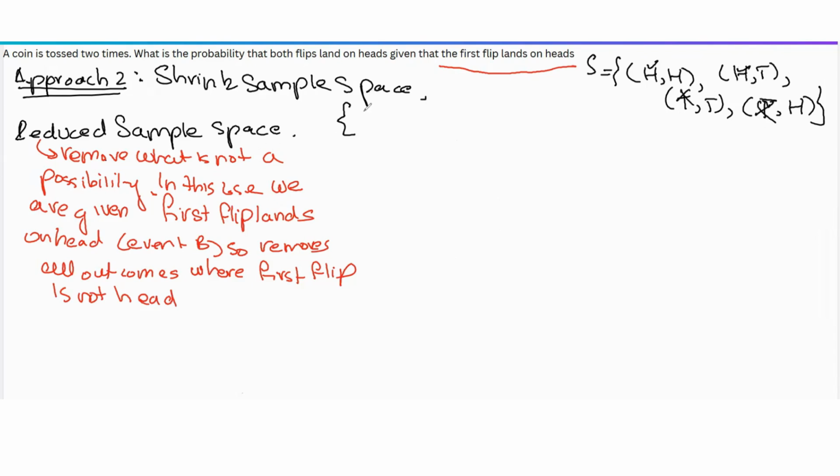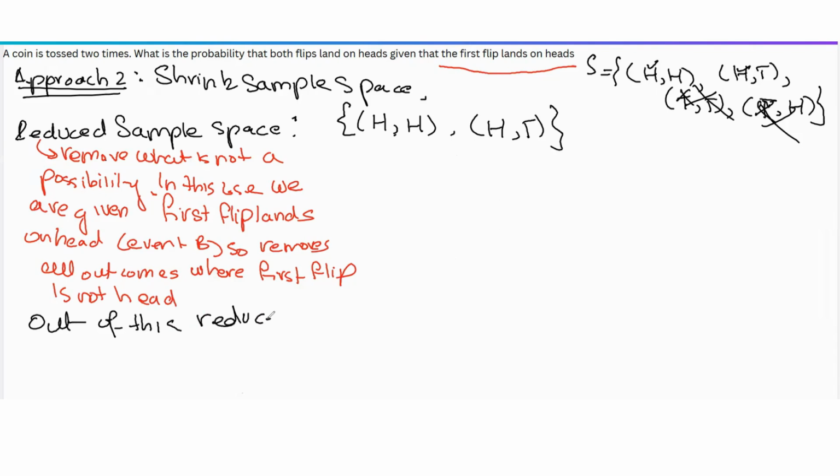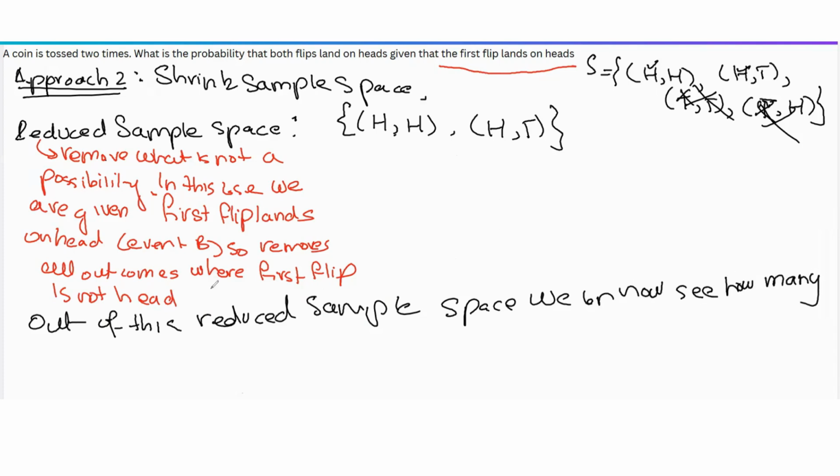So the reduced sample space is just head, head and head, tail. We remove whatever is not a possibility. These are not possible because we were already told the first flip has to be head. So the reduced sample space is head, head, head, tail, taking into account the observation that we're given. Out of this reduced sample space, we can now find event A. We can see how many outcomes have both heads.